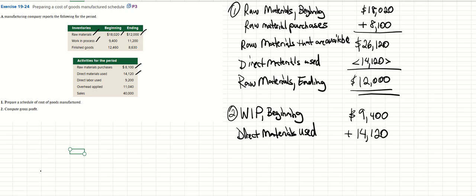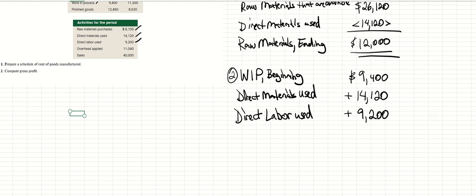Okay, next we're going to go ahead and add the direct materials. No, not direct materials, excuse me. Direct labor used. Okay, and that's the $9,200. So we're also going to add $9,200 to the work in process account. And then after that, we're going to add the overhead that's applied. The overhead applied is $11,040.